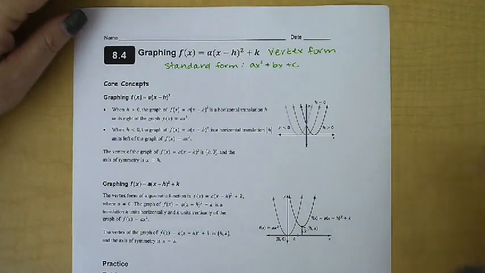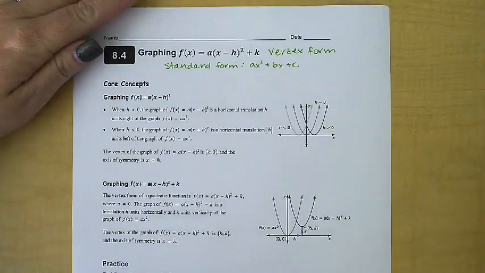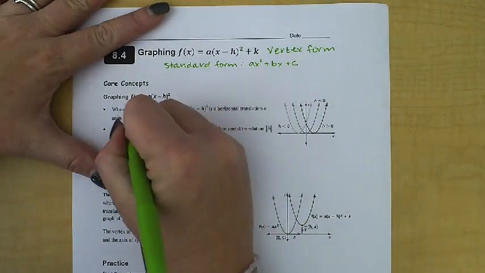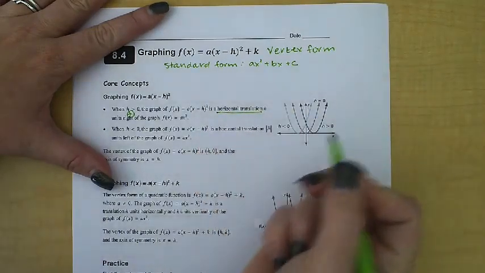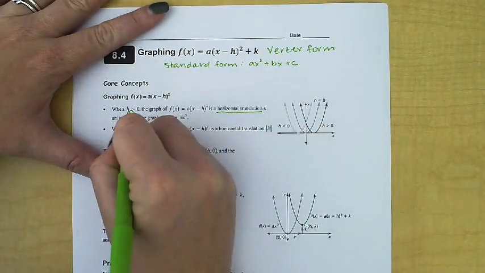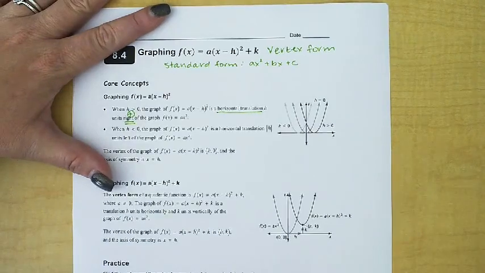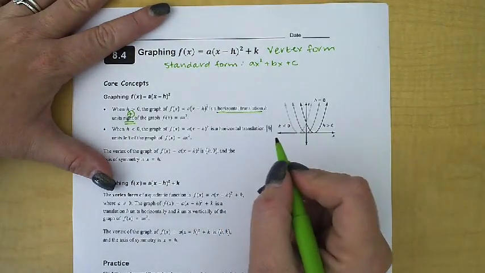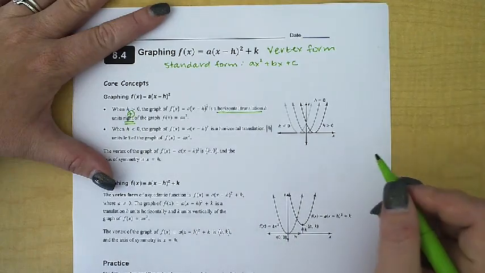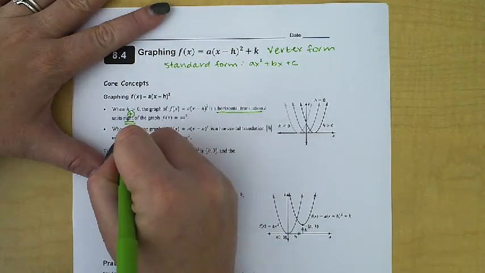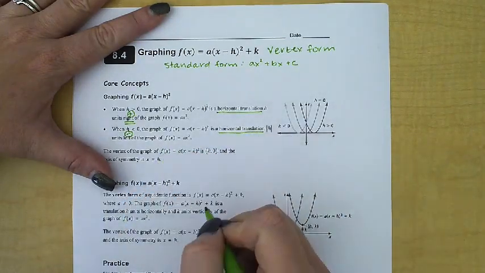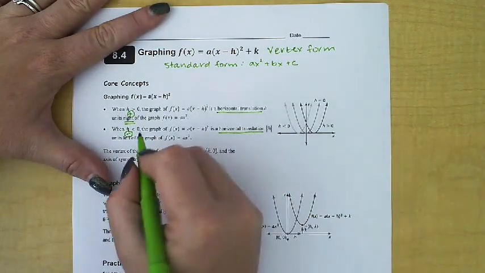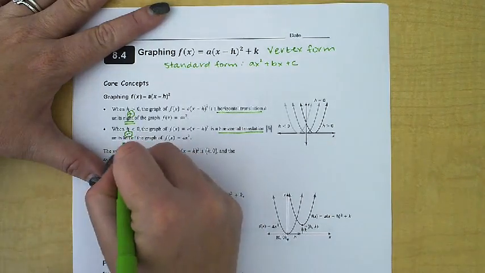So if we look here at our core concepts, when h is greater than 0, which as we know means positive, the graph is a horizontal translation, h units right of the graph. So when h is positive, that translation is going to move right. When h is negative, that is a horizontal translation the absolute value units of the graph, left of the graph.